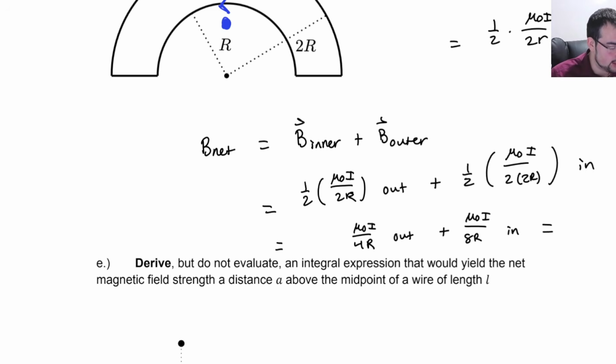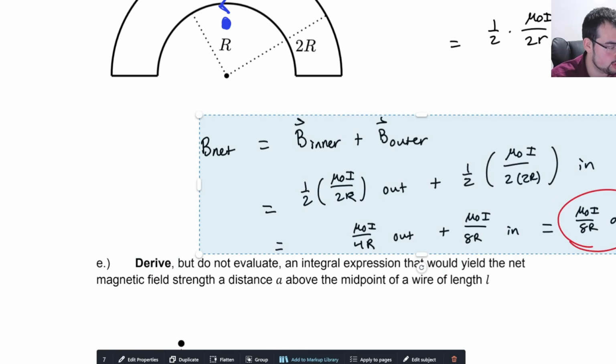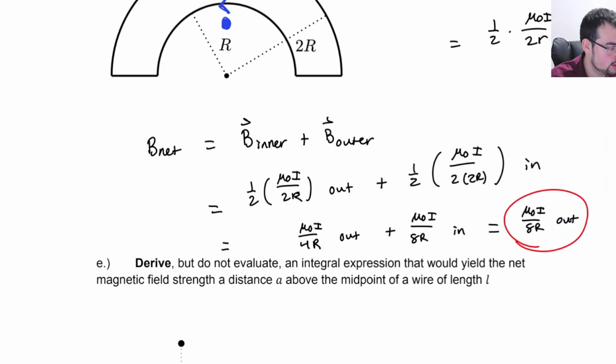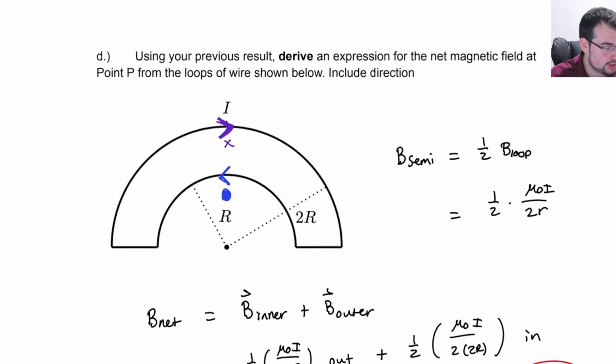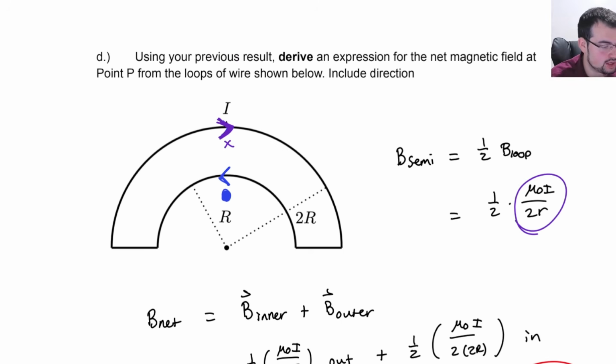And oh boy, what is that? 1/4 minus 1/8. That's just 1/8, isn't it? Because 1/4 is 2/8. Yeah. So we get mu naught I over 8r out, because the closer wire generates the larger field. We'll scoot it over because I got cut off. So again, all I did is I halved B loop to get B from a semicircle. And these segments don't do anything because they're parallel to the observation point.